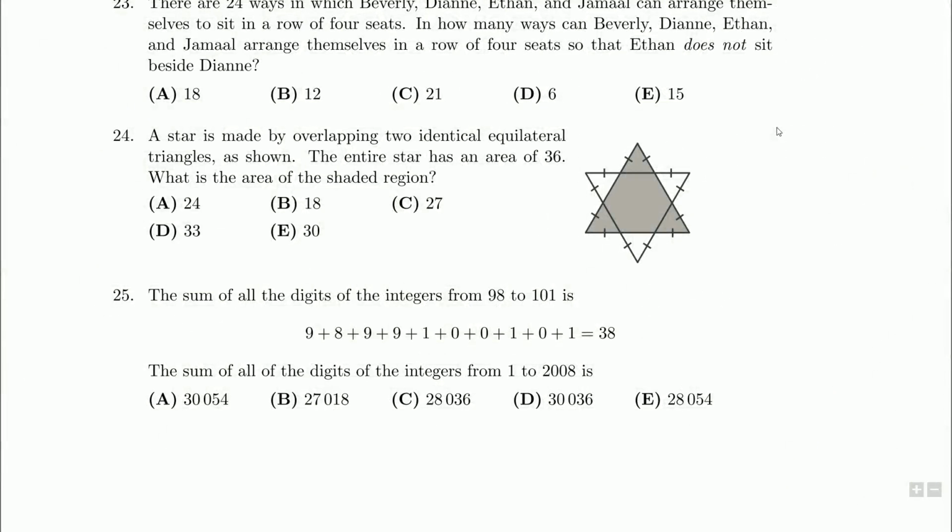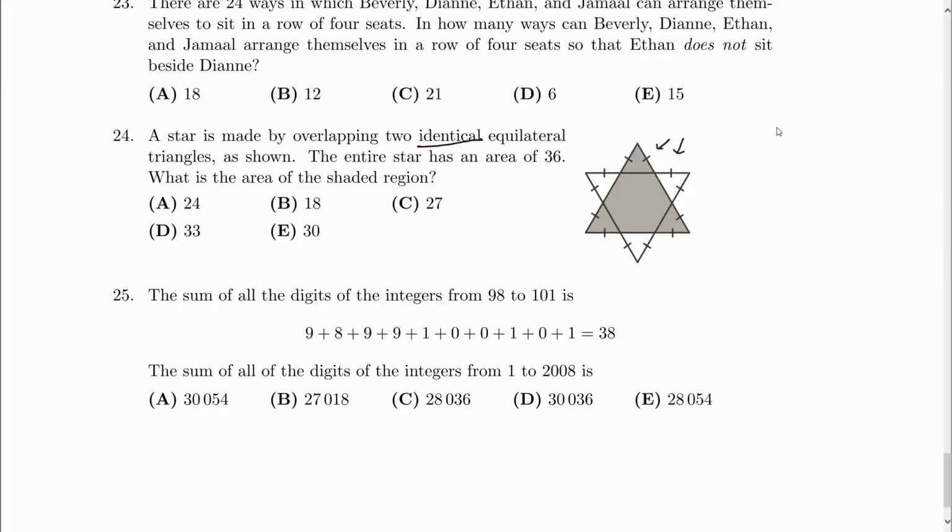We're looking at question number 24 on the 2008 Grade 7 Gauss paper. And what have we got? A star is made by overlapping two identical equilateral triangles as shown. Just stopping before I finish reading the question, what have we got here? Well, we've got two triangles, one of them shaded. I'm going to guess this is a find the area of the shaded region question.